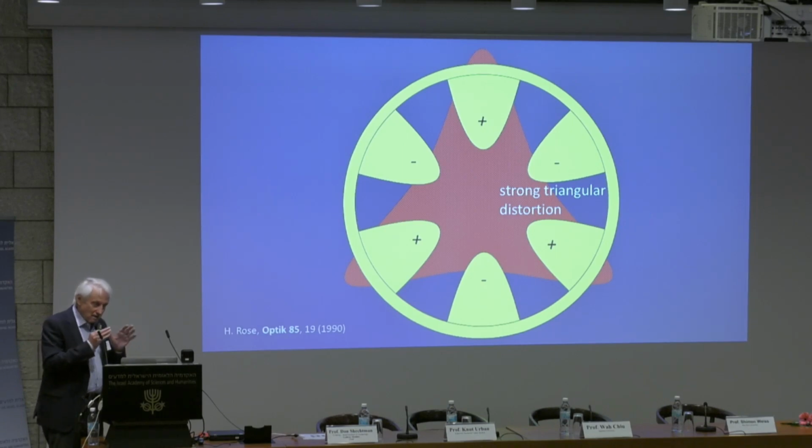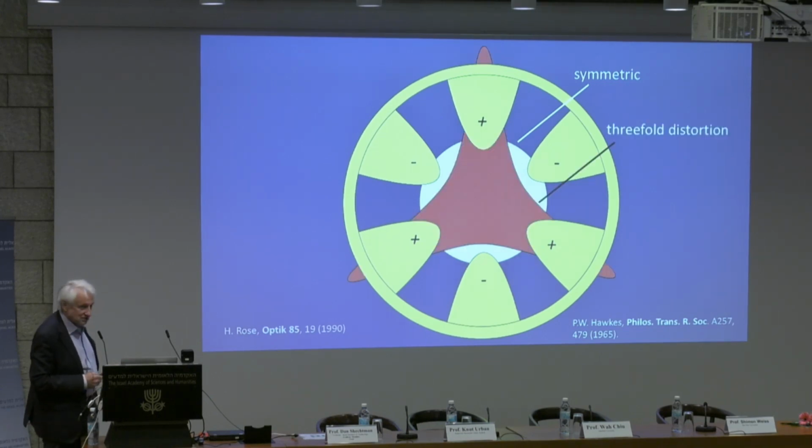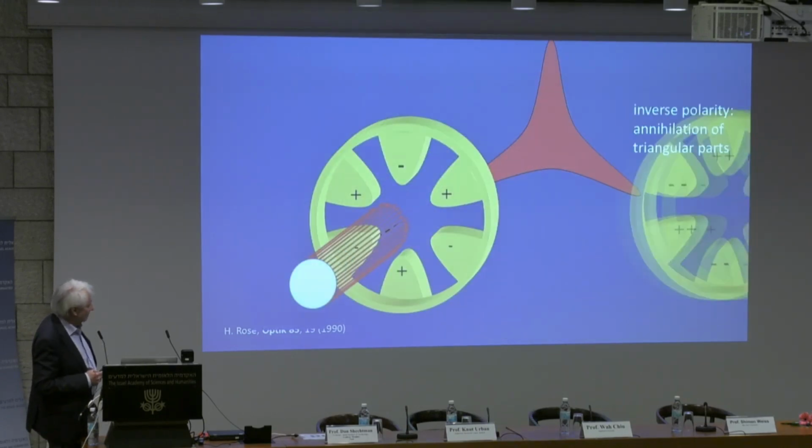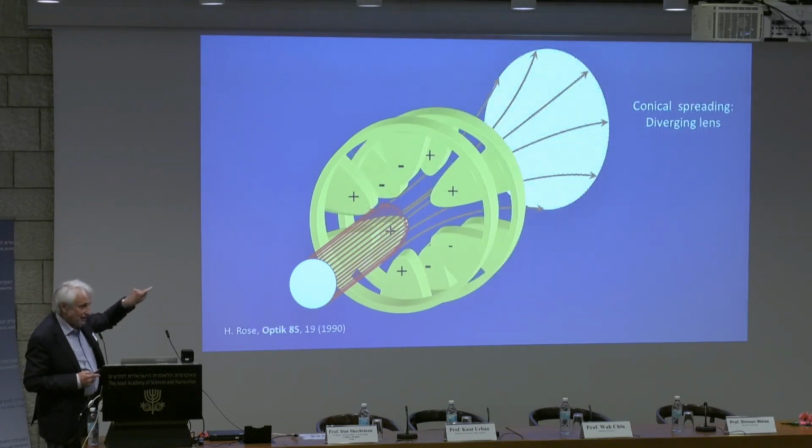two parts which are independent of each other. The first one is a symmetric spreading of the beam, and the second is this triangular distortion. Now the trick is to use two hexapoles of inverted polarity, and this eliminates this triangular distortion, and you get what you are looking for, the diverging lens.